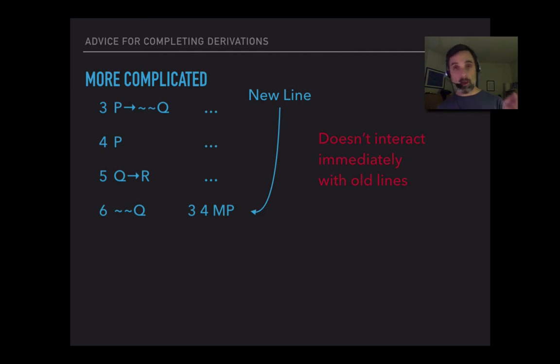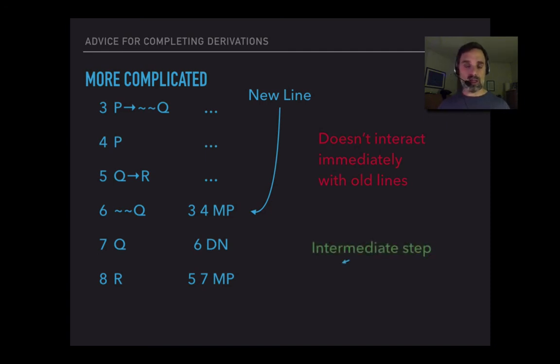Not immediately. So then, in this case, you say, but aha, I can turn not Q into Q with double negation, and then I can apply modus ponens with 5 and 7, and I will get a new line from my old lines. So 5 and 7, the old line is 5 and the new line is 7. And so in this case, there's an intermediate step. So you get your new line, then can I use it with my old lines? I can't. But maybe I can change it into something else that will then interact with my old lines.